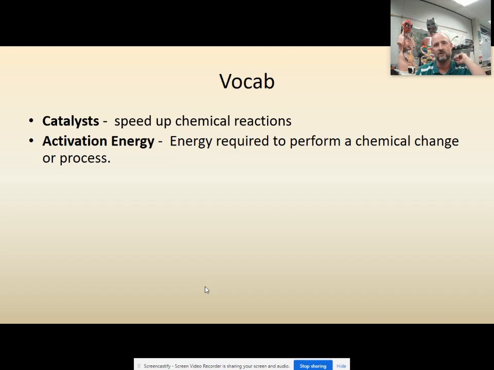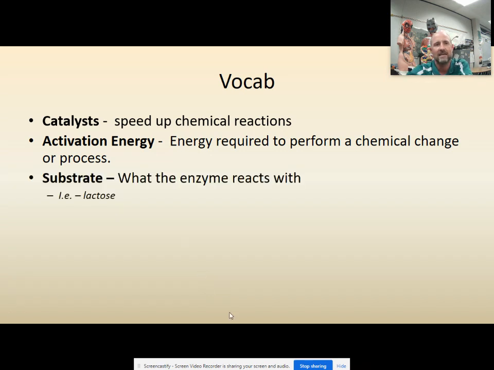The activation energy, that's going to be the energy required to cause a chemical change. So even if the chemical change is going to a gas, you have to put energy into it. If I want to break down sugar, I need to put energy in it. If I want to make sugar, I have to put energy into it. So activation energy is that chemical energy required.